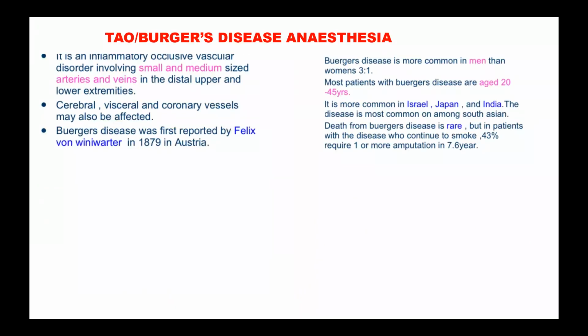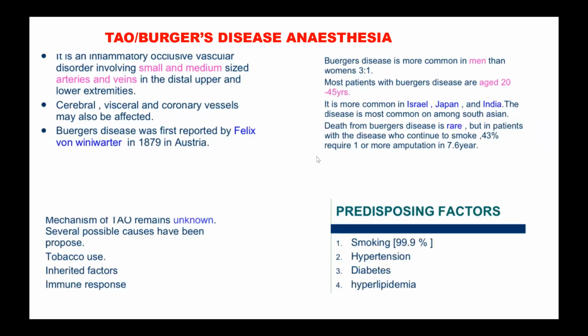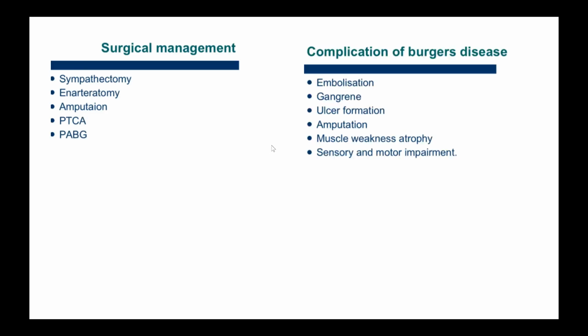This is Buerger's disease or TAO. So common causes are smoking, hypertension, diabetes and hyperlipidemia. And surgical management of TAO, I don't know, many of you would not have heard of this at all. Sympathectomy, endarterectomy, amputation. And this is not very common like what we saw in those days, because people have now become aware of the problems of smoking. So this is mainly caused by excessive smoking.